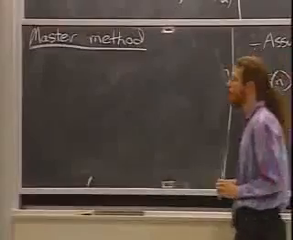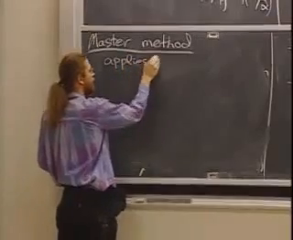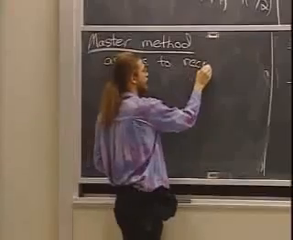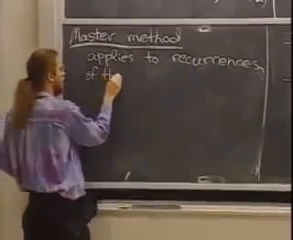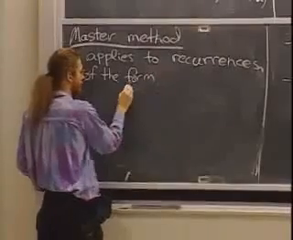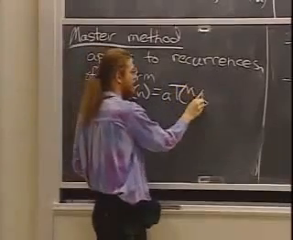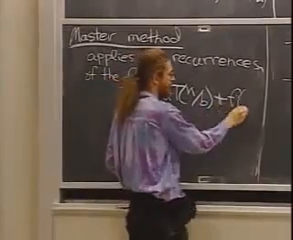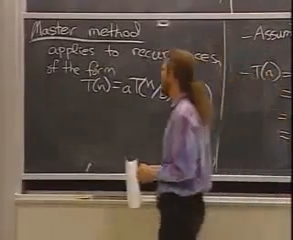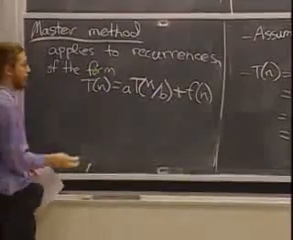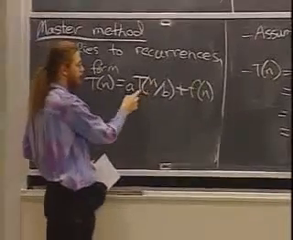The sad part about the master method is it's pretty restrictive. It only applies to a particular family of recurrences. So it should be T of n equals a, some constant a times T of n over b plus some function of n. We're going to call it f. So in particular, it will not cover the recurrence I just solved because I was recursing on 2 different problems of different sizes. Here, every problem you recurse on should be of the same size.